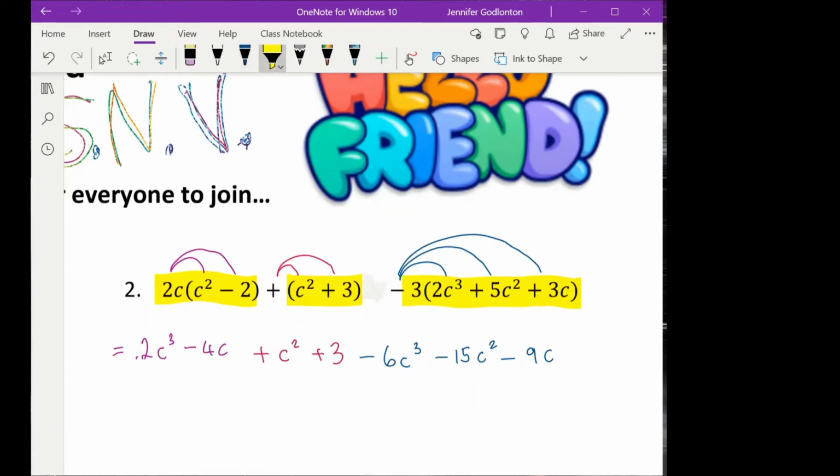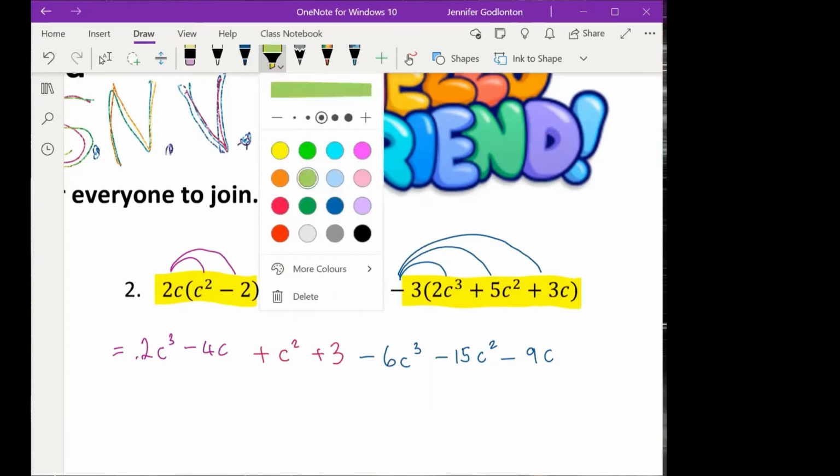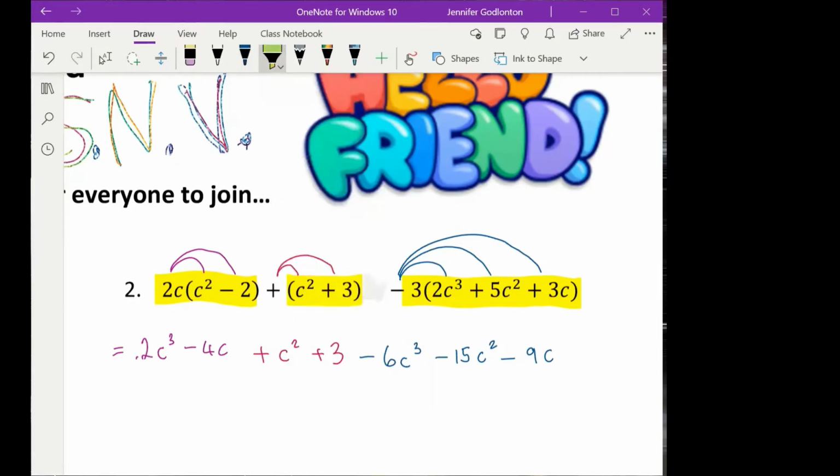Yes, Roma, exactly. I'm looking for like terms. Nice, Miguel. So we want to find ones that are exactly the same as each other. So I've got 2c cubed, and then I've got -6c cubed. And so that's going to give me -4c cubed. And then I've got c squared -15c squared, which is going to give me -14c squared.